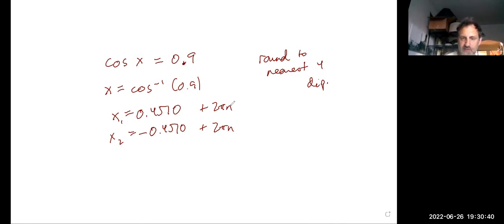And if you're curious, pick an n value, n equals 3. So 0.4510 plus 6 pi. I'm going to add 6 pi to this in my calculator and stick that into cosine. And I get back to 0.9 exactly, because I didn't do any rounding on my calculator.